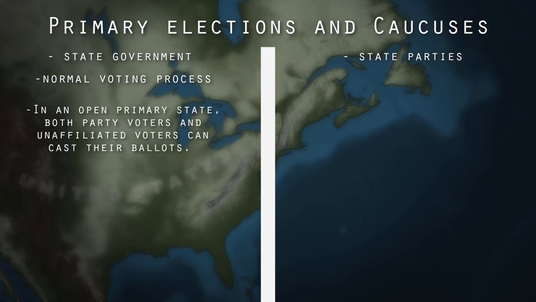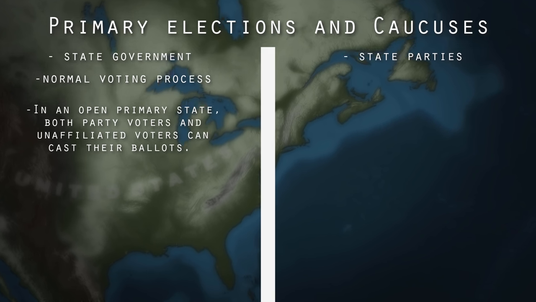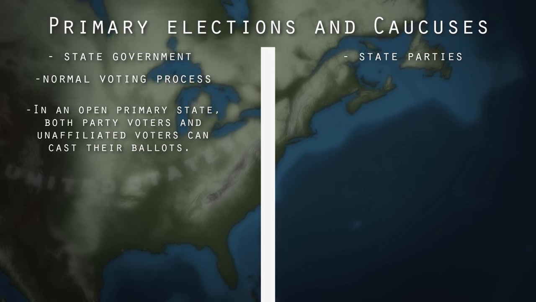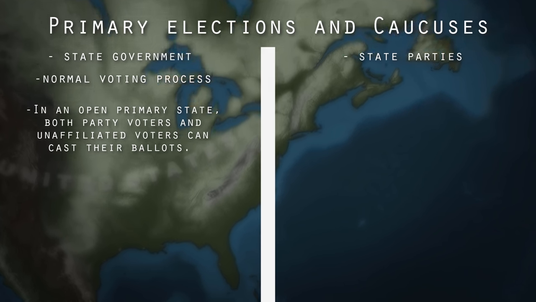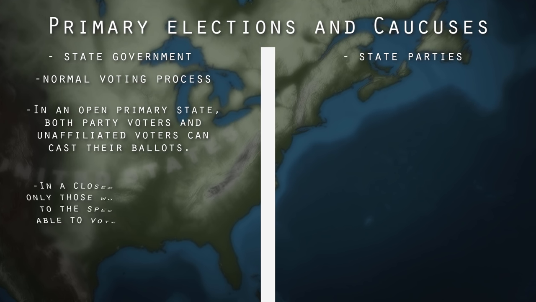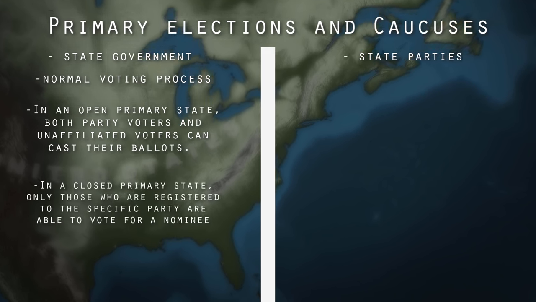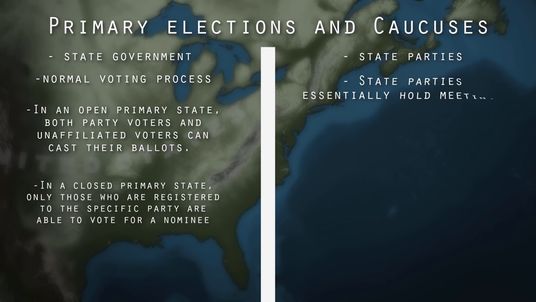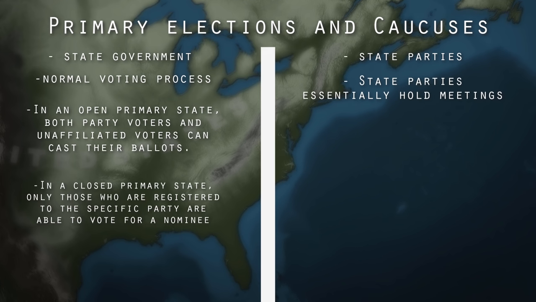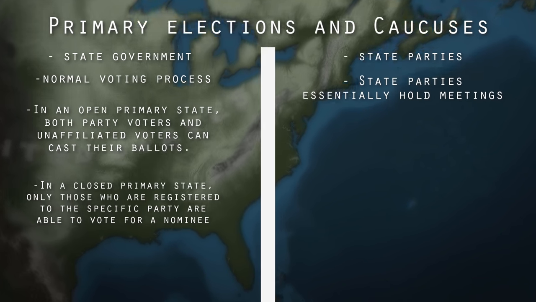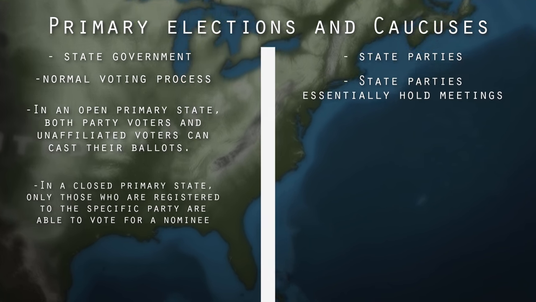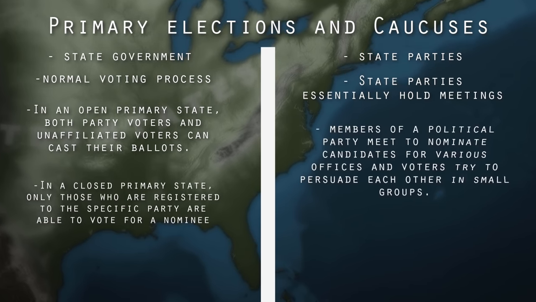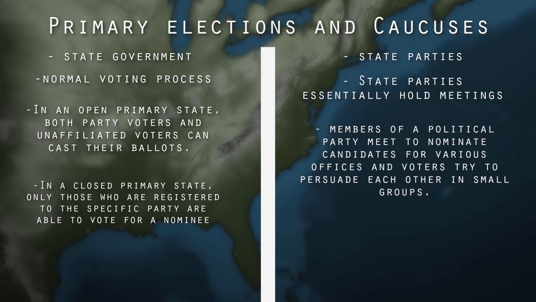Who can vote in these primaries depends on whether it is an open or closed primary state. In an open primary state, both party voters and unaffiliated voters can cast their ballots. In a closed primary state, only those who are registered to the specific party are able to vote for a nominee. In contrast with the primary process, the caucuses occur quite differently. State parties essentially hold meetings, usually lasting a few hours, and at the end, take a vote amongst the attendees to see which potential nominee is preferred.